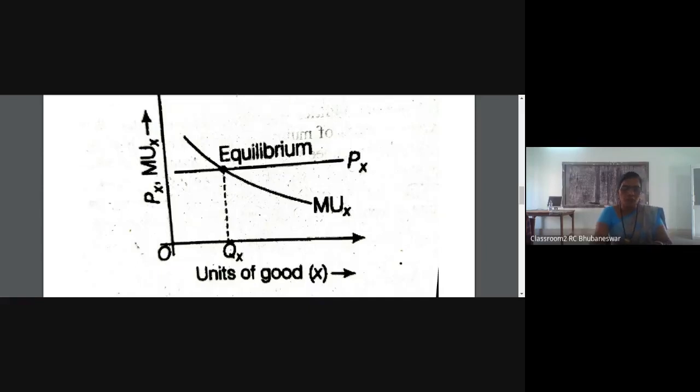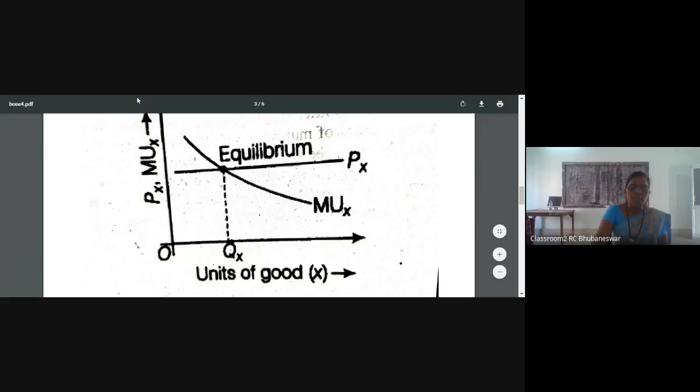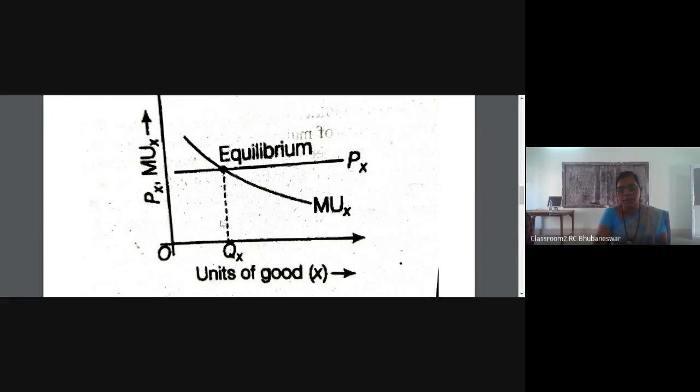This is shown in the case of a single good, one commodity. But in real life, you never see a single commodity. This model is unrealistic in real life.